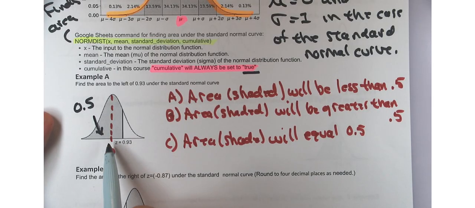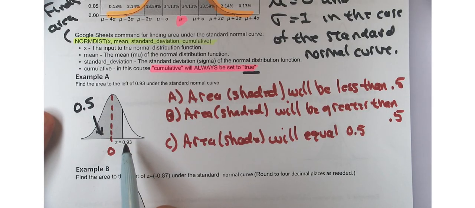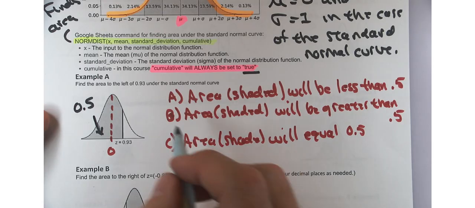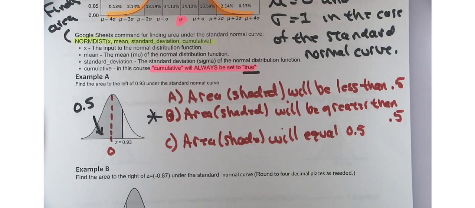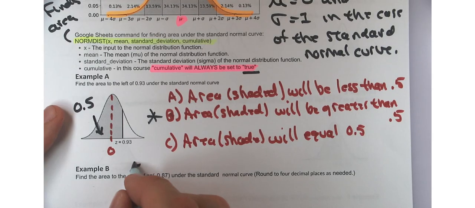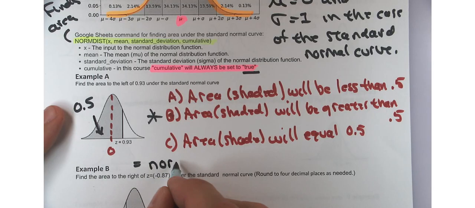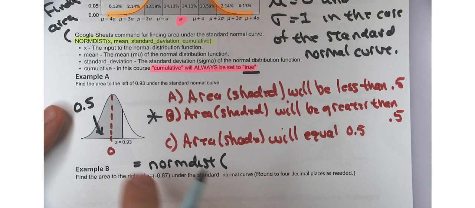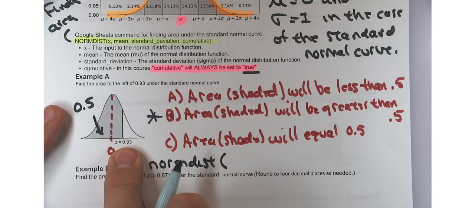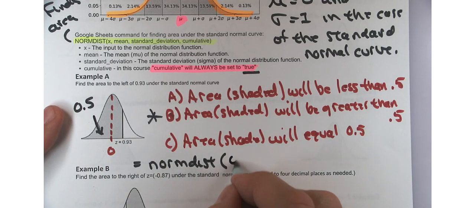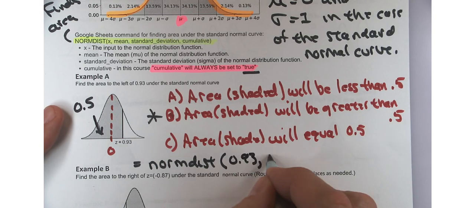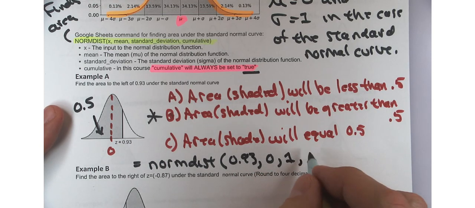We've shaded more than 50% of the area, right? So that has to be B. Your answer should be more than 0.5 when you find that area. Now, as far as finding that is concerned, our command is going to look like this. Equals norm distribution of our x value, which is 0.93, comma 0, comma 1, mean and standard deviation, and then true.